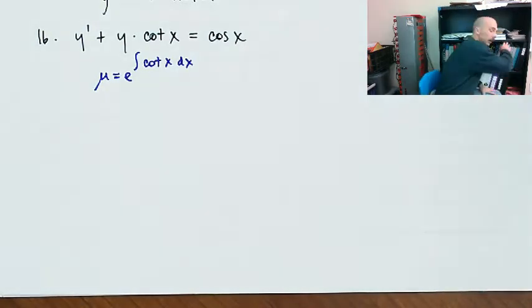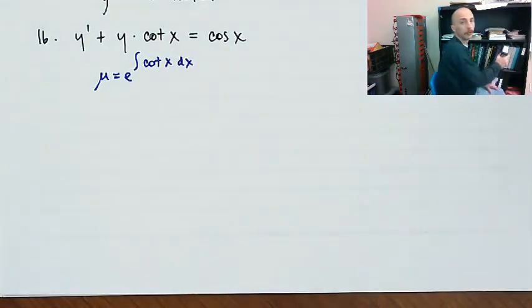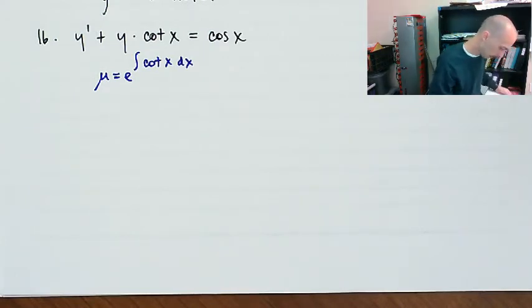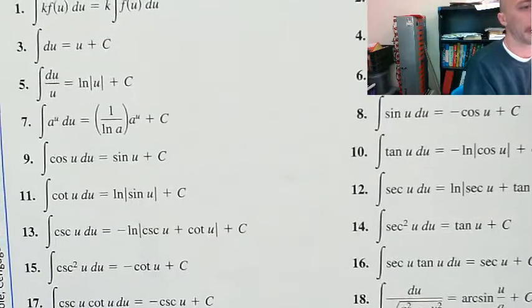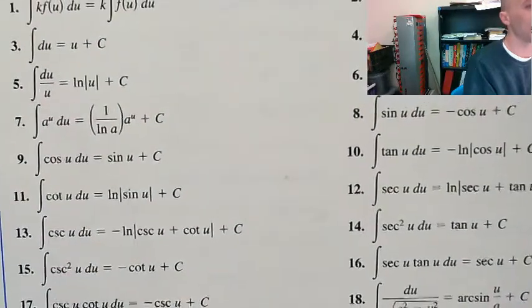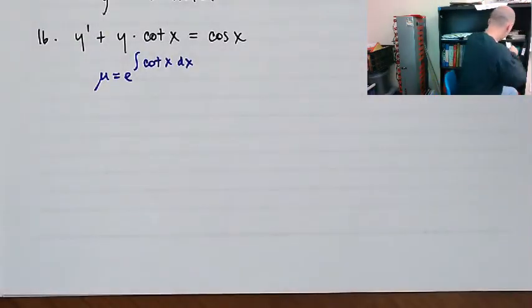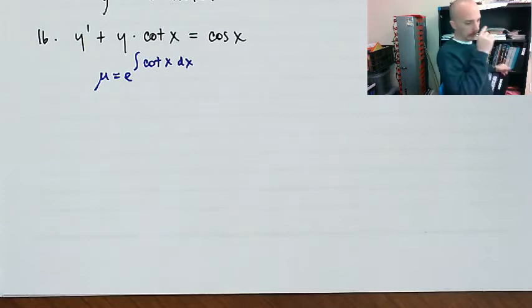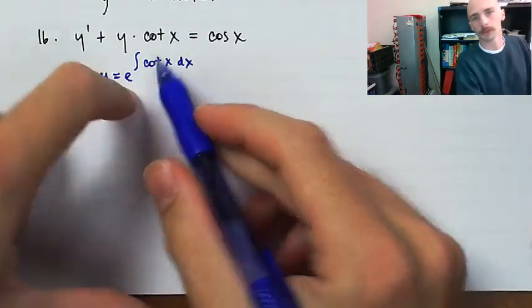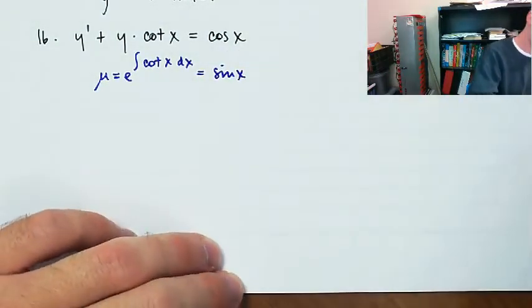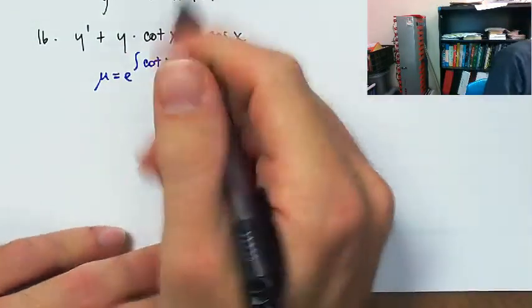You could write it as cosine over sine and use a little substitution, or you could look it up, and I think it's going to be log of sine. Yes, here we go. Number 11. There you see it. Antiderivative of cotangent u du is log of the absolute value of sine of u plus c. Log of sine. Okay, so that's good. e to the log of sine is just going to be sine, so that's sine x. That's an interesting integrating factor.